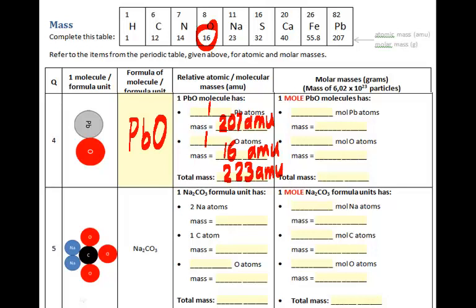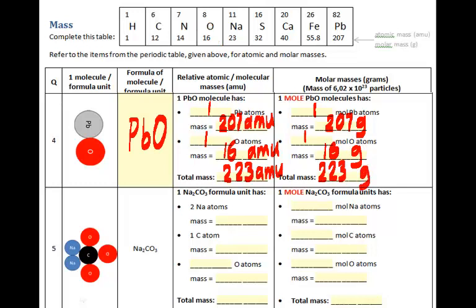Now, a whole mole of lead oxide contains inside it 1 mole of lead atoms and 1 mole of oxygen atoms. The lead atoms have a mass of 207 grams. It's now a mole of them, not just one of them, but a whole mole of them. That's why it's 207 grams. And the whole mole of oxygen atoms has a mass of 16 grams. So the whole mole of lead oxide has a mass of 223 grams.